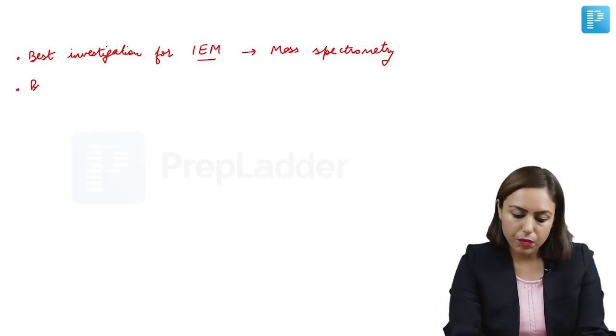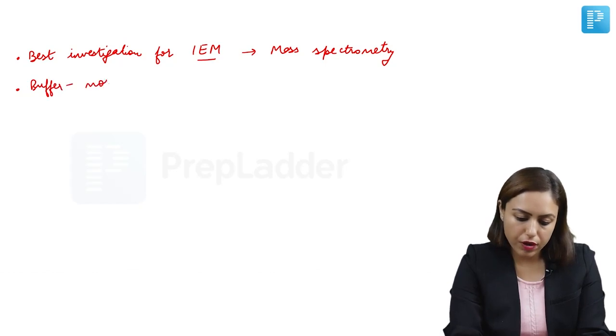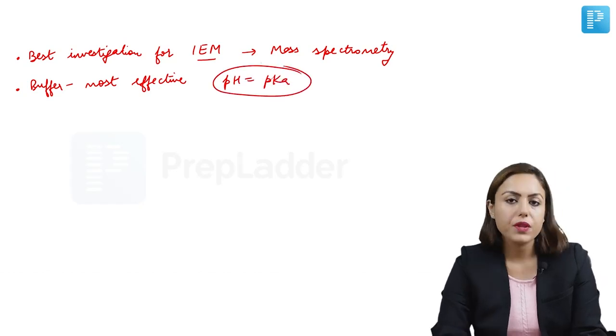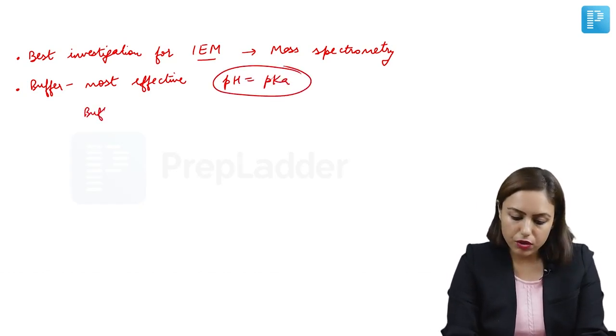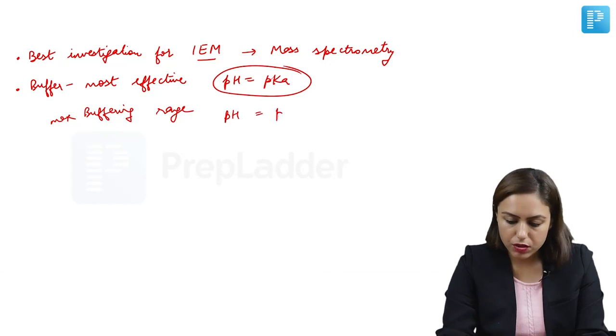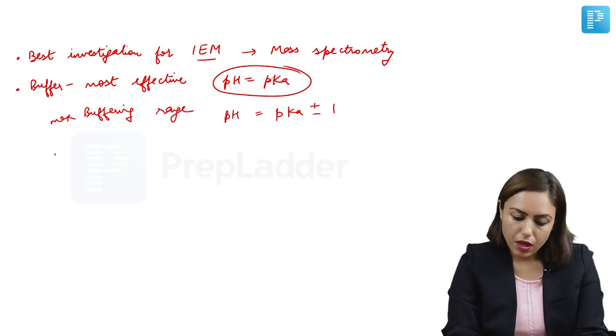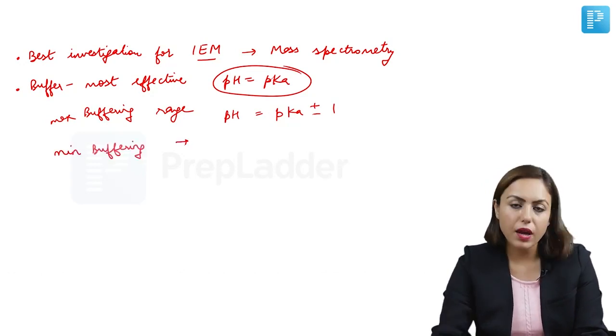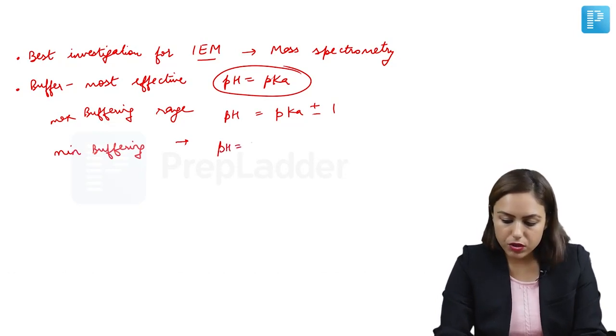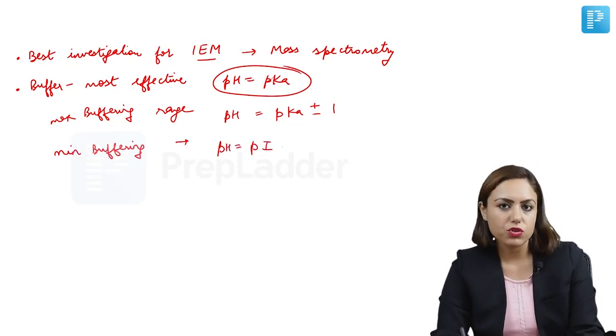Then buffer. A buffer is most effective when pH is equal to pKa, right? And buffering range, maximum buffering range if asked, then pH is equal to pKa plus minus 1, right? And minimum buffering is at which point? When pH is equal to isoelectric pH, right?